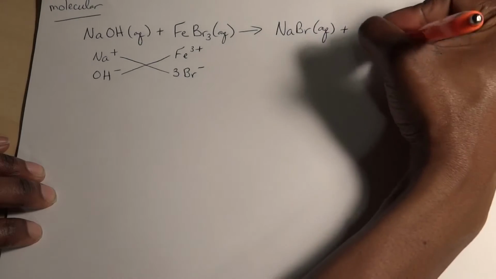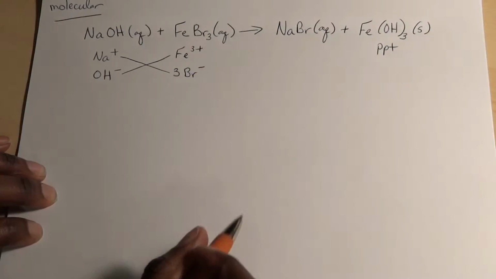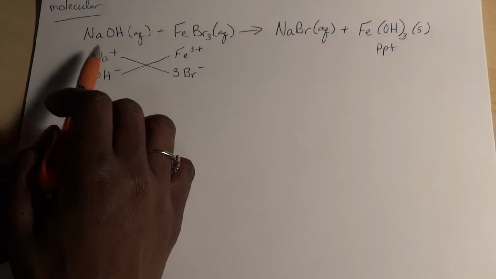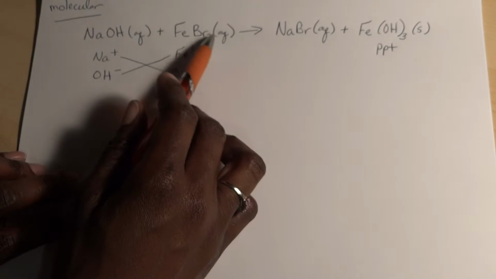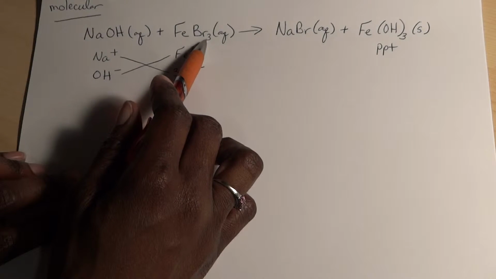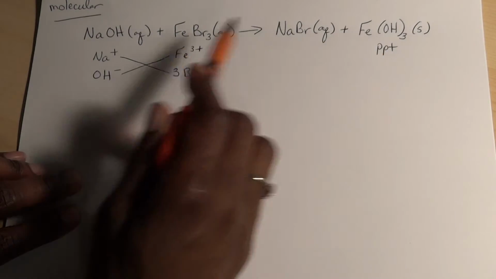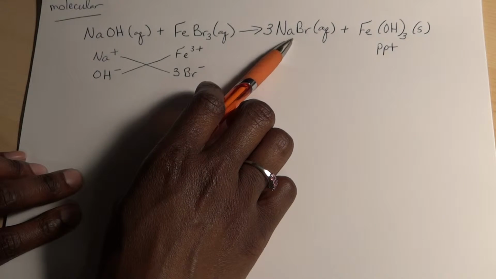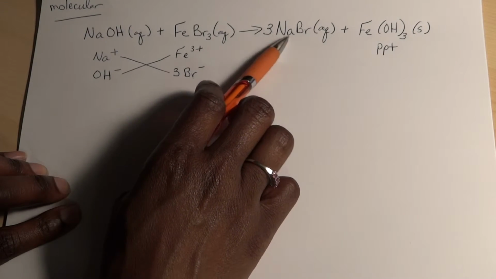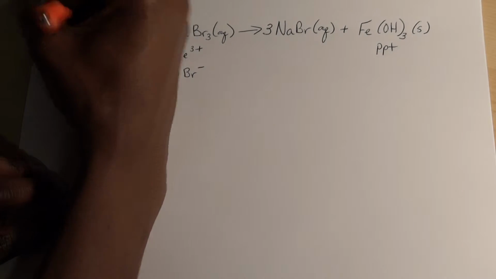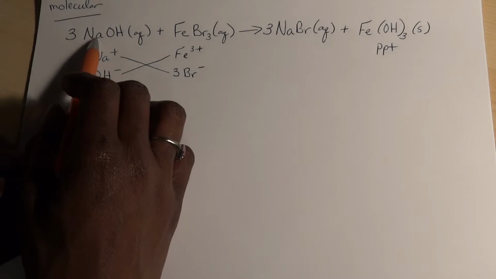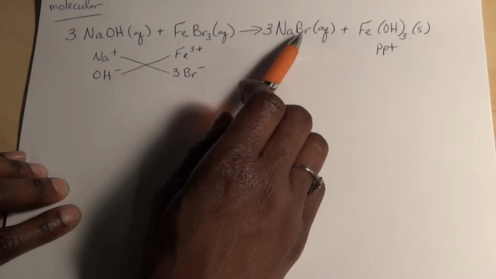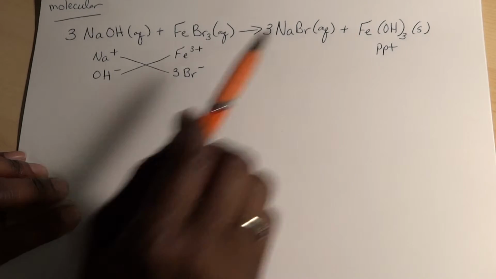Because we have a precipitate, this reaction will occur. So now we have to balance it. We have 3 bromides here and 3 hydroxides, so we can go ahead and do 3 bromides there. So 3 NaBr. And now to balance the sodiums, we're going to put 3 over here. Now we balanced our sodiums, we balanced our hydroxides, and our bromides are balanced. And there's only 1 iron. So this is it.